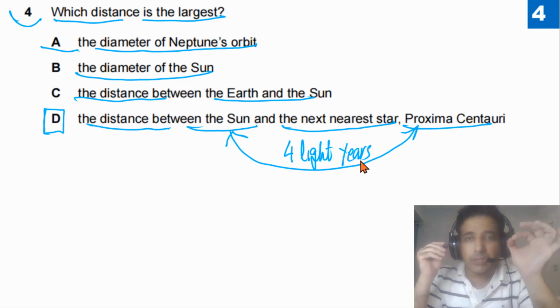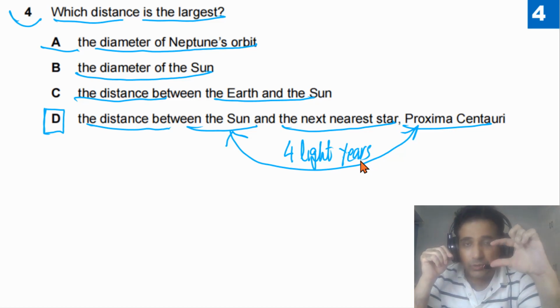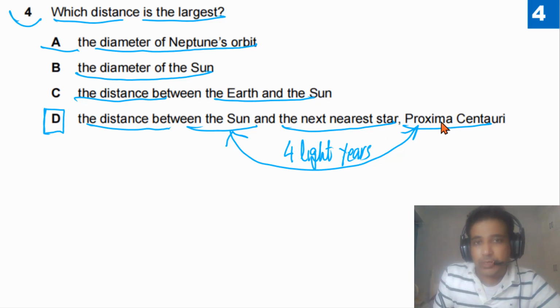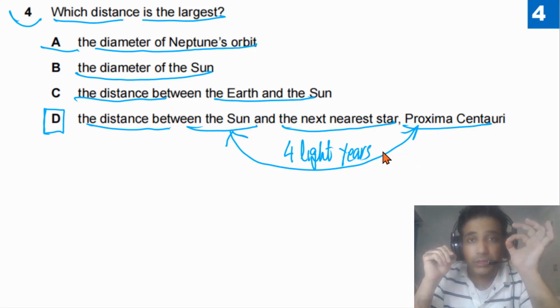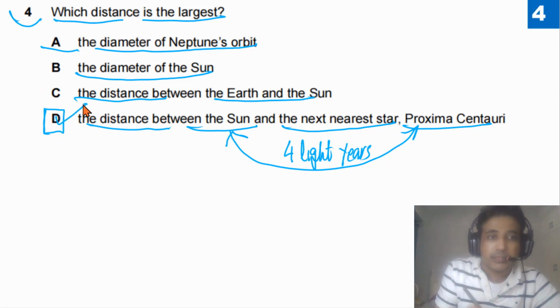The time taken by light to travel from the sun to our planet is about 8 minutes 20 seconds. But for light to travel from this star to the sun, or from the sun to this star, takes 4 years. I mean, if light travels for 4 years, then light can cover this distance. So this distance is the largest.